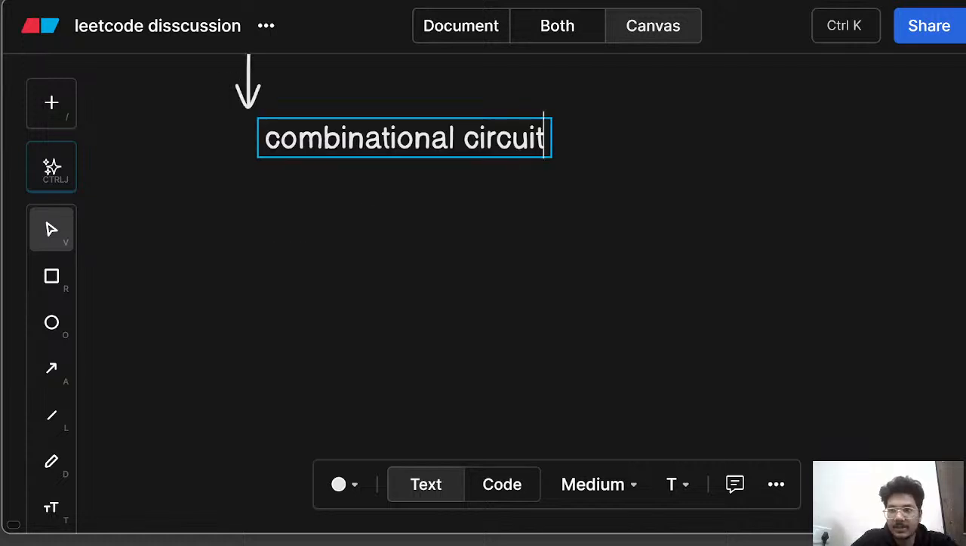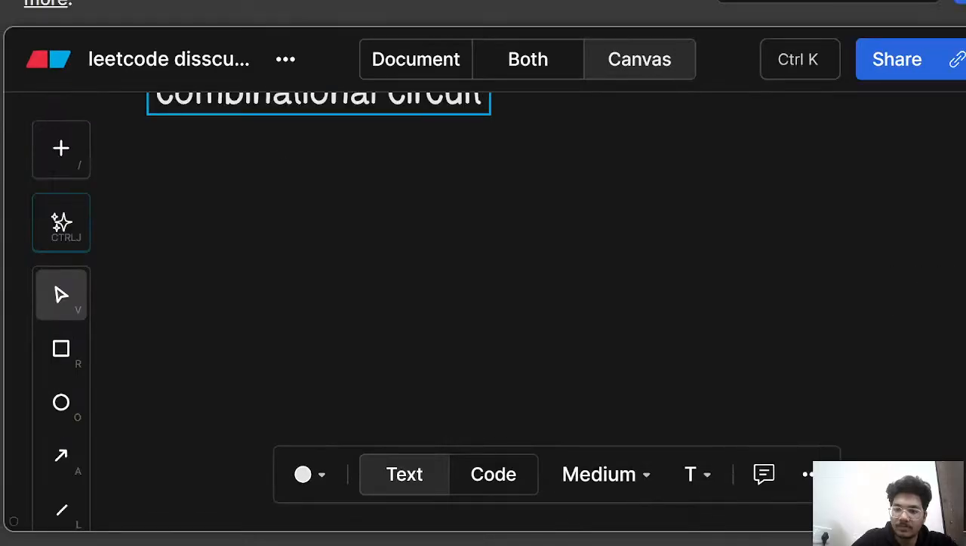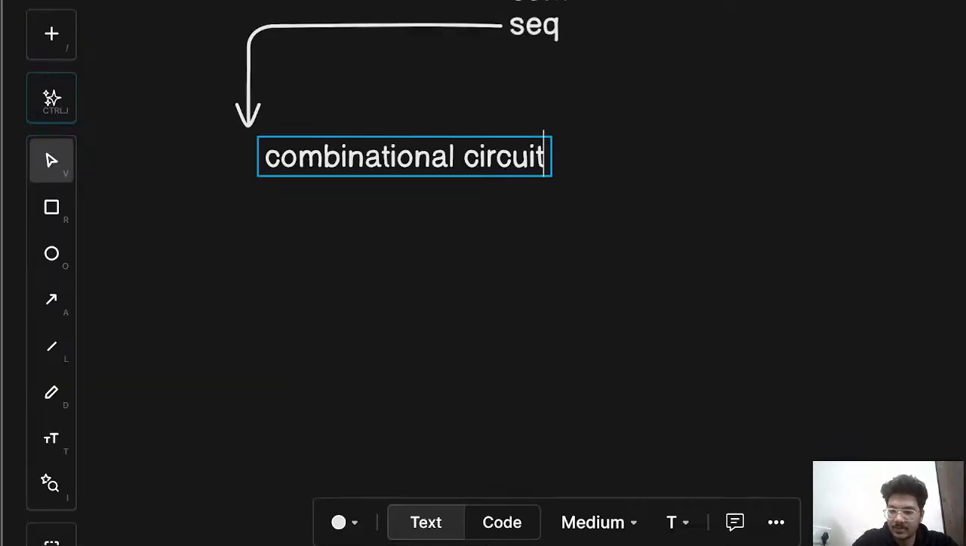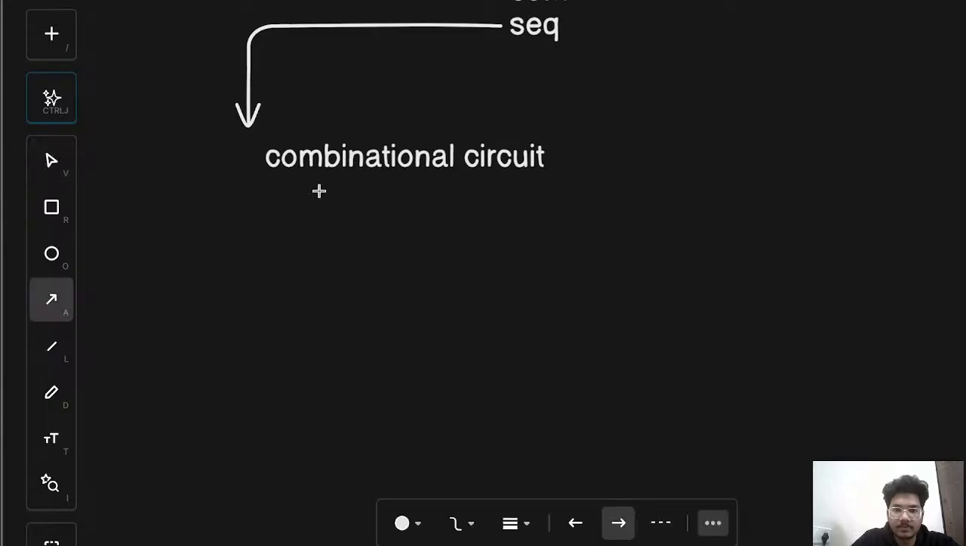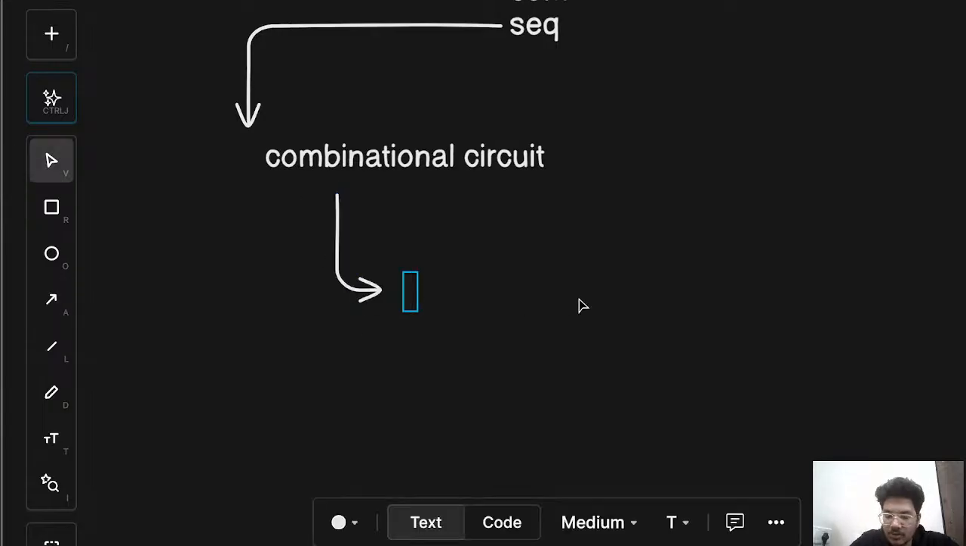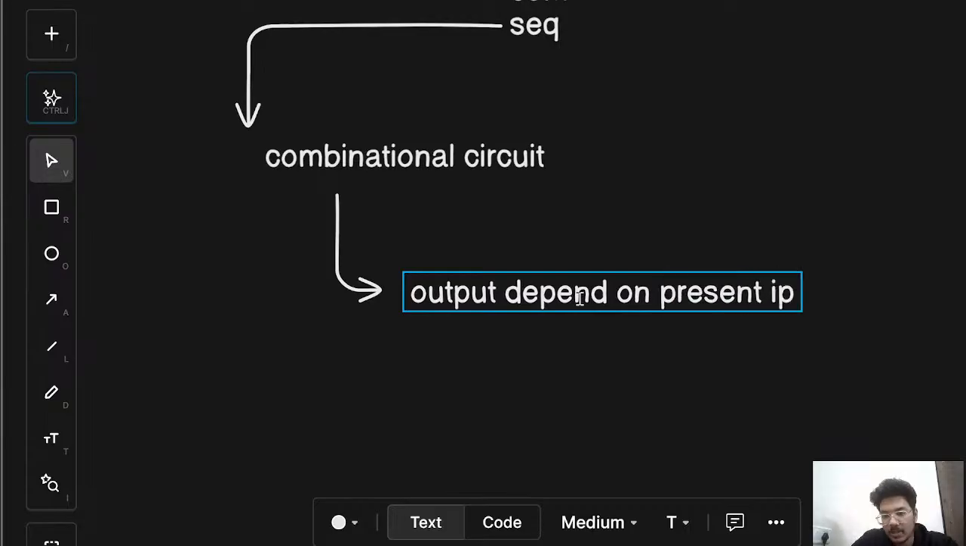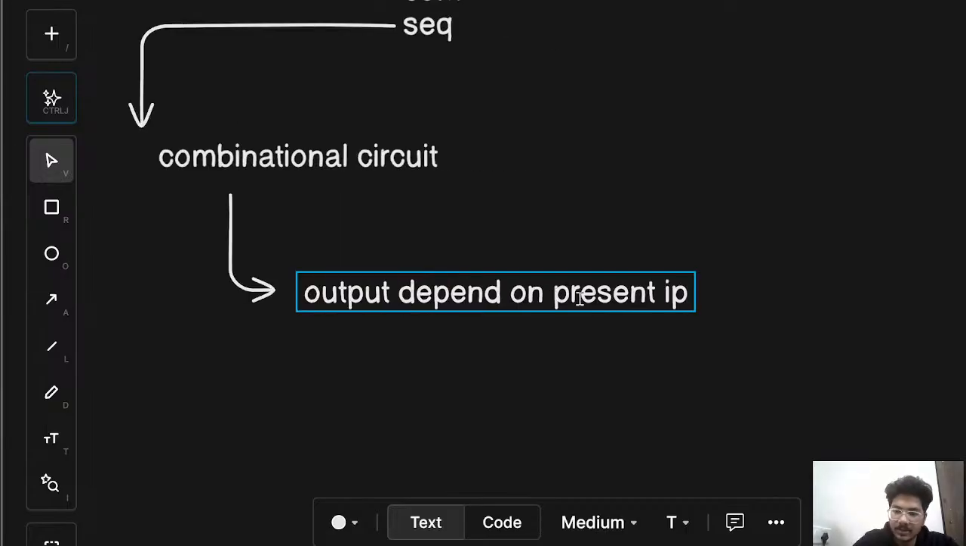So combinational circuits are the circuits where the output depends on the present input. A combinational circuit is a type of logic circuit in which the output is purely a function of the current input.